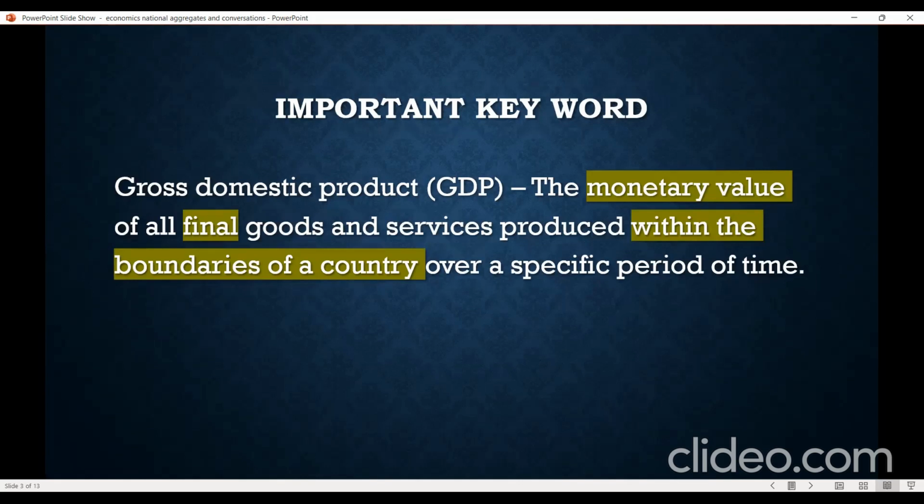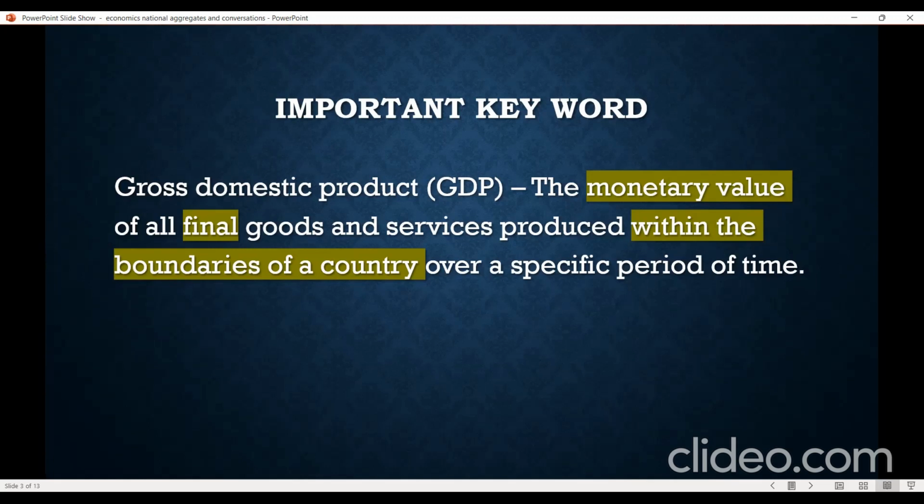Monetary value of all the final, which means our GDP focuses only on the final goods, goods which are ready for consumption, and which then excludes goods that are not ready or goods that are used to produce other goods, which are also known as capital goods. These are excluded in the calculation of GDP. Also, the intermediate goods are excluded in the calculation of GDP.